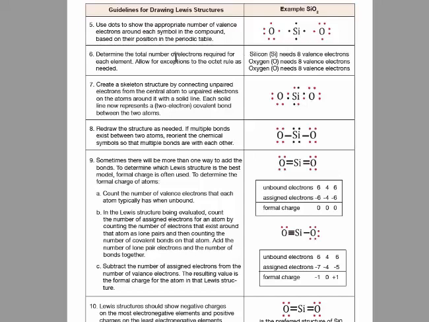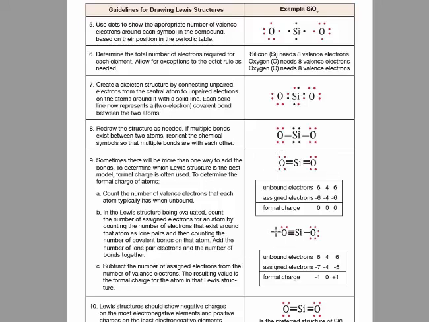Then they take a minute to determine the total number of electrons required when the Lewis dot structure is finished, and in general that's going to be 8 valence electrons. The exceptions are hydrogen can only accept 2 electrons, boron only needs 6, and beryllium only needs 4. Then they have you create a skeletal structure by moving these dots around. You do not have to do that. You can just draw your Lewis dot structure according to the way we've gone over in lab.